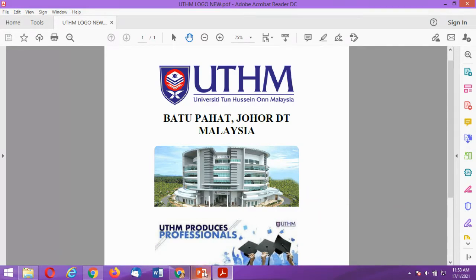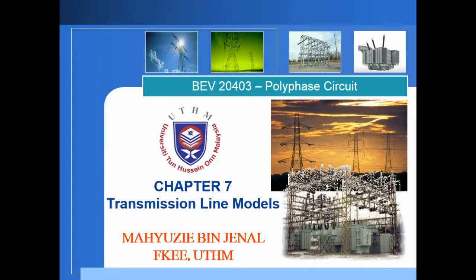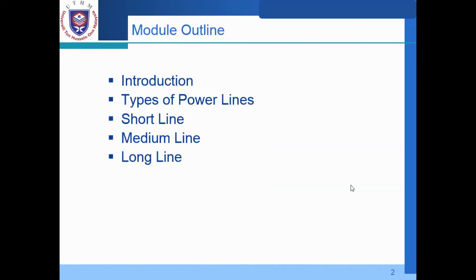So in this particular chapter, we will continue with topic number 7 on the transmission line models. Okay, this is the module outline. So we look at the introduction of this topic, followed by types of power lines, and then the brief discussion of short line, transmission line, medium line, as well as long line.